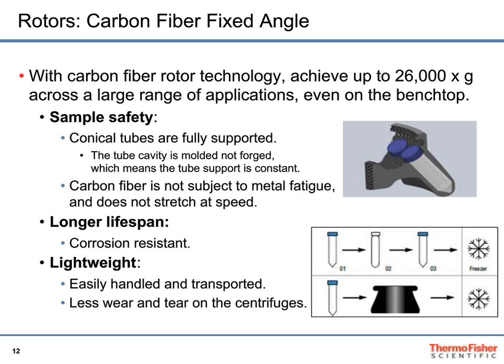So this is what we call the conical tube store, if you will. And the key thing here is to understand that carbon fiber not only has replaced metal in many cases to make it lighter and corrosion-free and these other issues, but it has also given us the ability to do things that we couldn't do before because of the physics of the metal rotors.